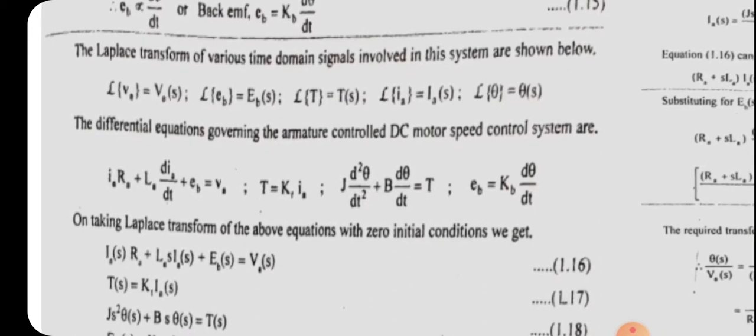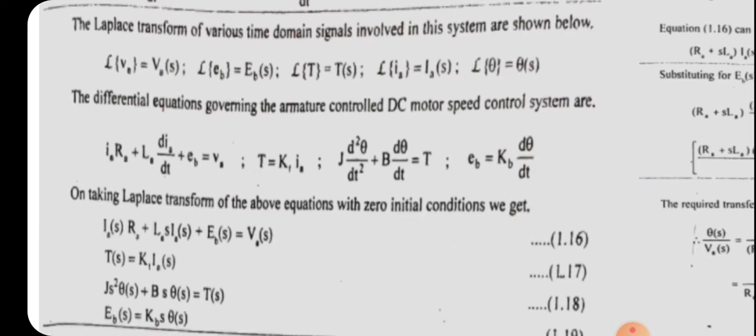Also, we have derived the differential equations, and we can apply the Laplace transform on them as well. We have IA into RA plus LA into dIA by dt plus EB equal to VA, that is for the electrical system, and T equal to KT into IA, that is another equation. For the mechanical part, it is J d square theta by dt square plus B d theta by dt is equal to T. And the back EMF developed is given by EB equal to KB into d theta by dt. These are the basic equations, and we can apply the Laplace transform on them.